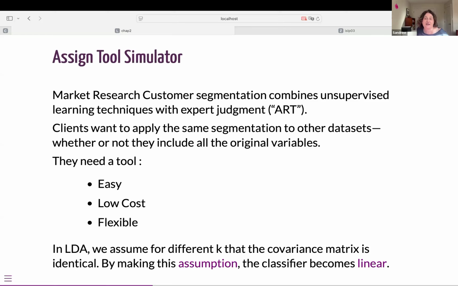So it's a bit of art and stat. But at the end, what does the client want to do? They want to be able to predict. And if they don't want to predict like we do in Python, where we just call predict, they want something easy to do. They want an Excel tool because they want something very, very easy. They are going to assign the segment in another data set, even when they don't have the original variables. They just want to assign. Because in LDA we assume that for each class the covariance is identical, everything is going to be easy because everything is going to be linear.